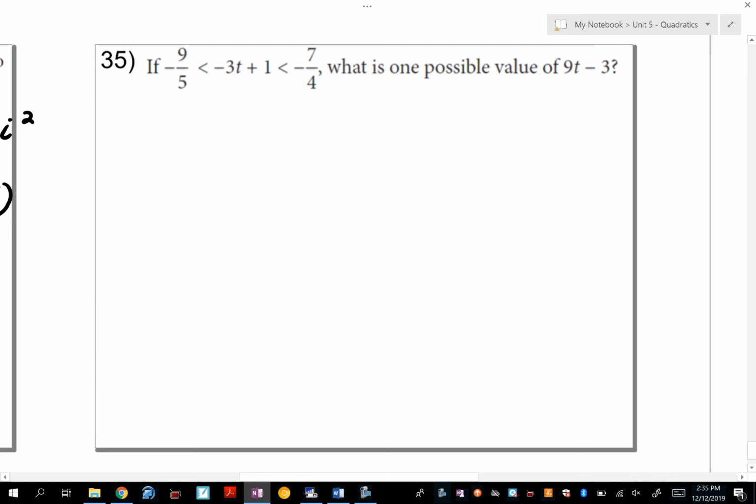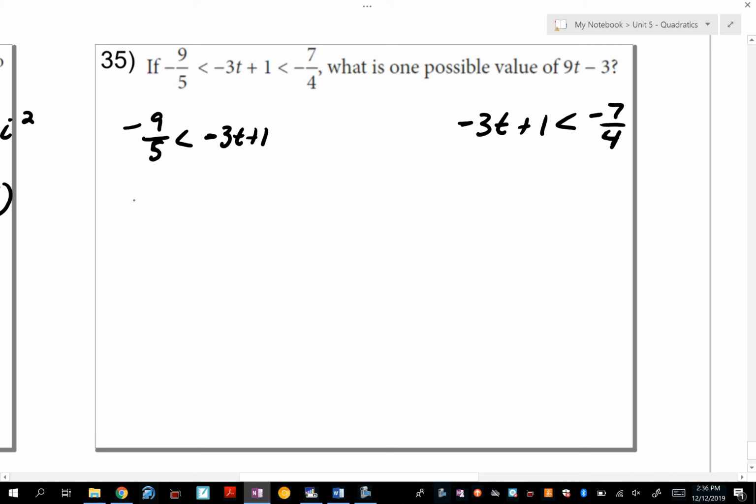Okay. Number 35. Now, number 35, I'm going to show you two ways to do it. I think the long way to do it is to look at this and ignore the fact that it wants you to do something else with t at the end. So if you just look at this, you have two inequalities. You have negative 9/5 is less than negative 3t plus 1, and negative 3t plus 1 is less than negative 7/4. So you could solve for t for both of these.